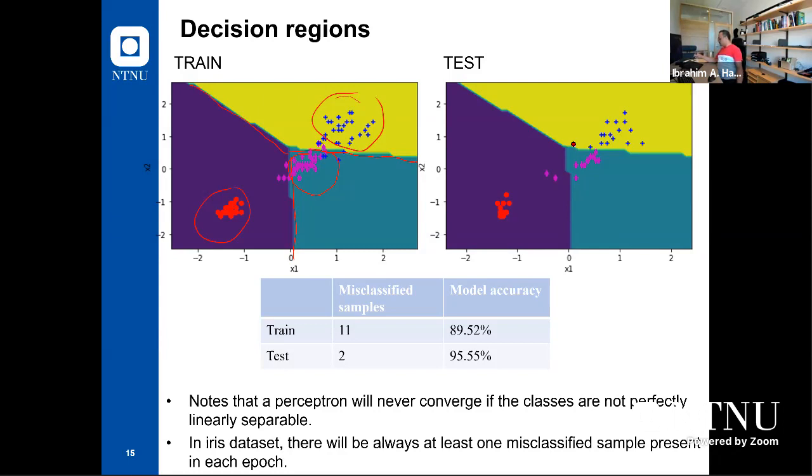So this is the decision region for the training and for the testing dataset. And those are the two cases. We have two misclassified cases.